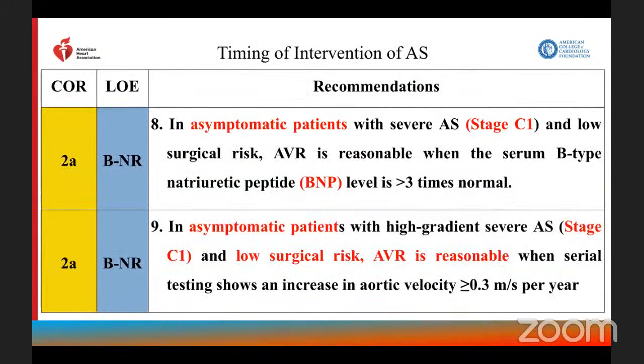In an asymptomatic patient with stage C1 and low surgical risk, aortic valve replacement is reasonable when the serum BNP level is more than 3 times normal. And it's a class 2A B. In an asymptomatic patient with high gradient severe AS, stage C1, and low surgical risk, aortic valve replacement is reasonable when serial testing shows an increase in aortic velocity of more than 0.3 meters per second per year. And it's a class 2A B.